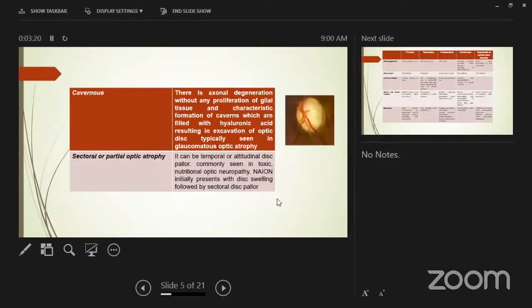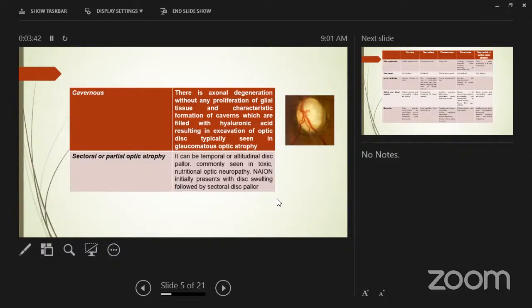Next comes the cavernous type. It is usually seen in glaucomatous optic atrophy. There is axonal degeneration without any proliferation of glial tissue, and characteristic formation of caverns, which fill with hyaluronic acid, resulting in excavation of the optic disc. Typically, it is seen in glaucomatous optic atrophy.